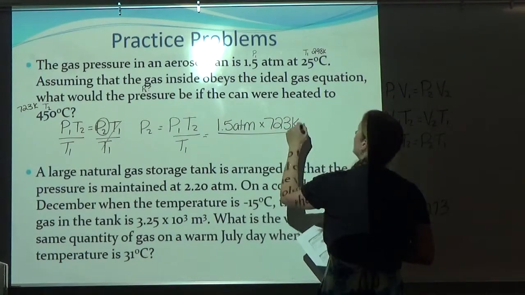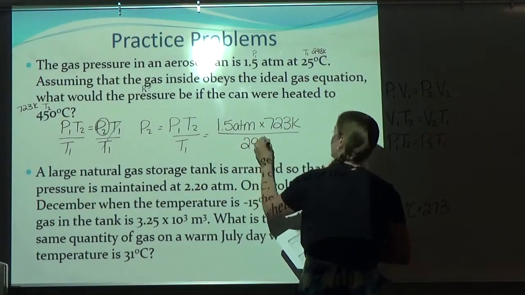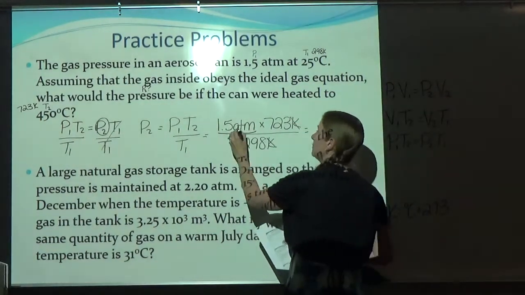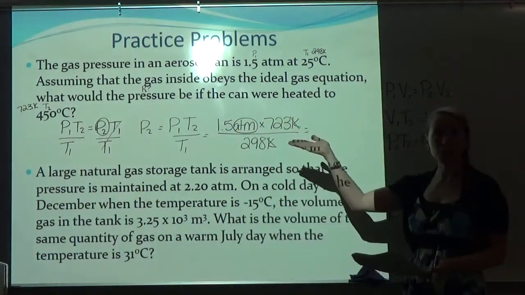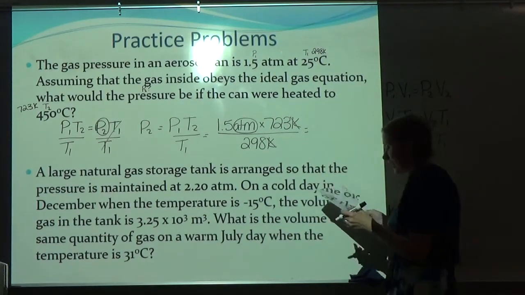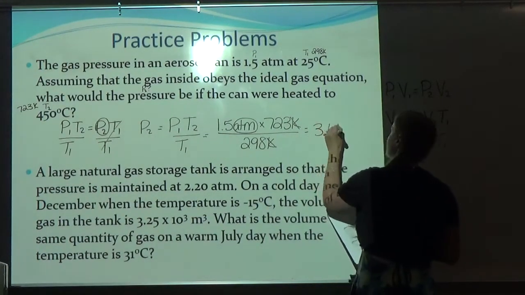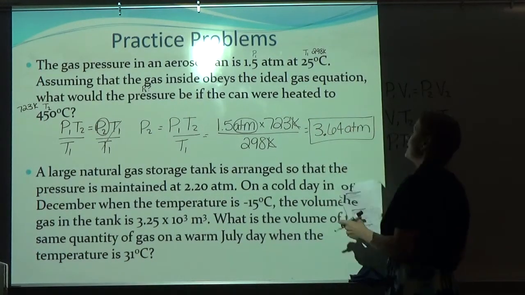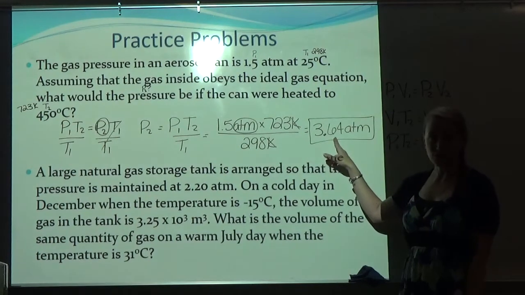And my T1 is 298 Kelvin. So my Kelvins cancel. I'm left with atm, which is fine. It didn't specify what unit it wanted pressure in. So I multiply the top and divide the bottom, and I end up getting 3.64 atm. So yet another explanation of why you don't heat an aerosol can.